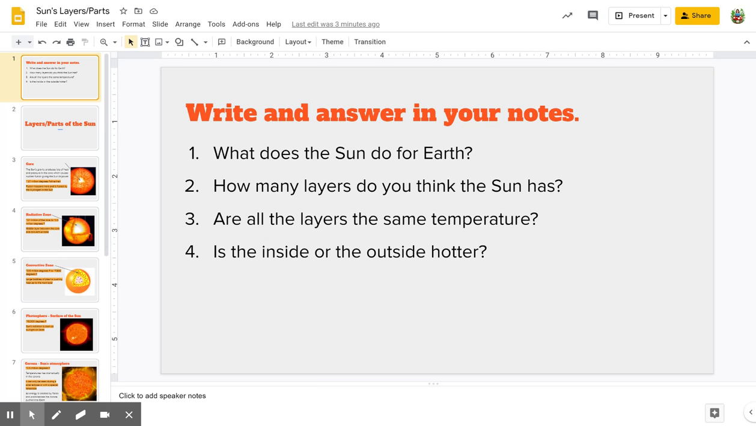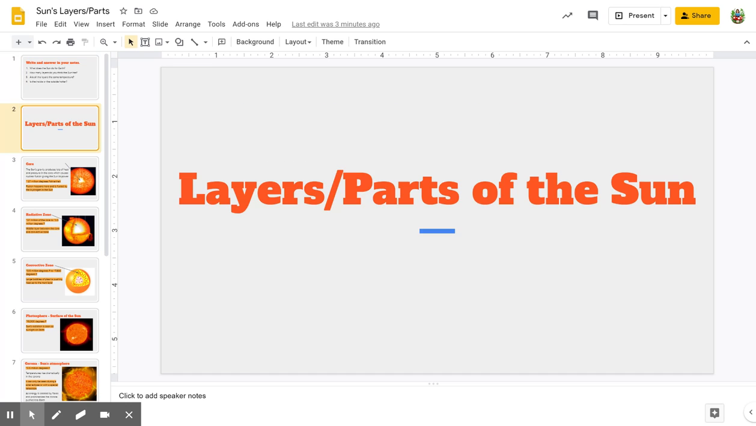Now, the rest of this stuff is going to be in the lesson for today. So we're going to talk about how many layers there are. We'll talk about what they look like, how hot they are, and that kind of stuff. Okay? So the rest of the answers for your bell ringer will be throughout the notes today. So this is the title for your notes. If you want to write that down, you can.